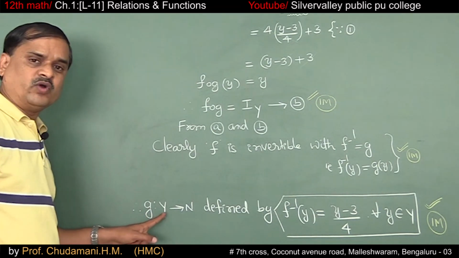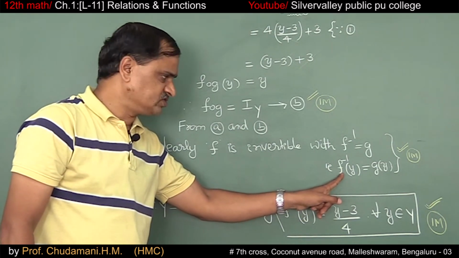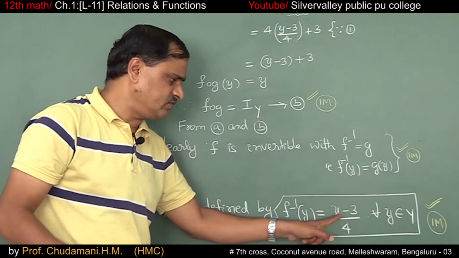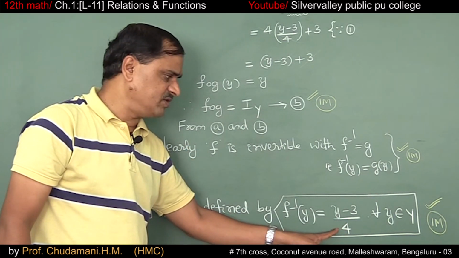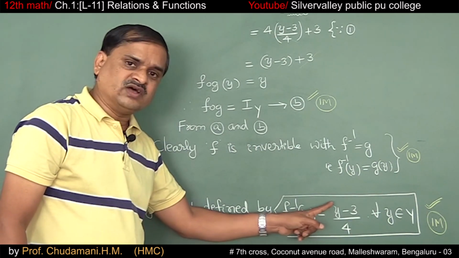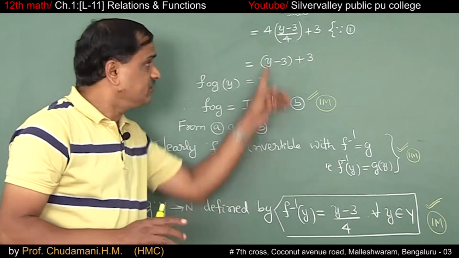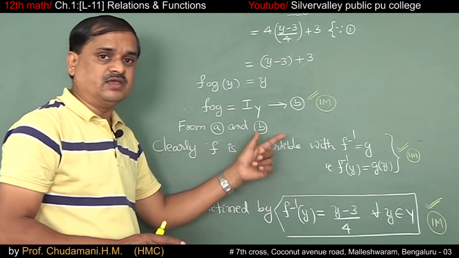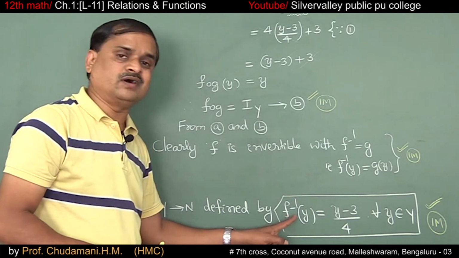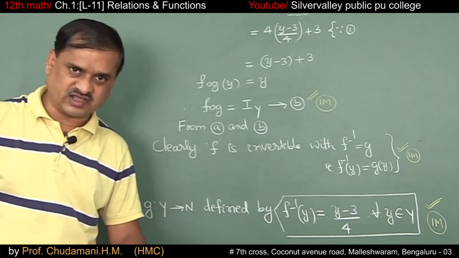Therefore, G from Y to N defined by F inverse of y, F inverse is nothing but G only. G of y is what? From equation 2, y minus 3 divided by 4 for all y belongs to capital Y. So we have assumed G as y minus 3 by 4, but not yet confirmed. Now after showing A and B, by definition it is invertible. That's why F inverse of y is equal to y minus 3 divided by 4. That gives the last mark, I mean the fifth mark.